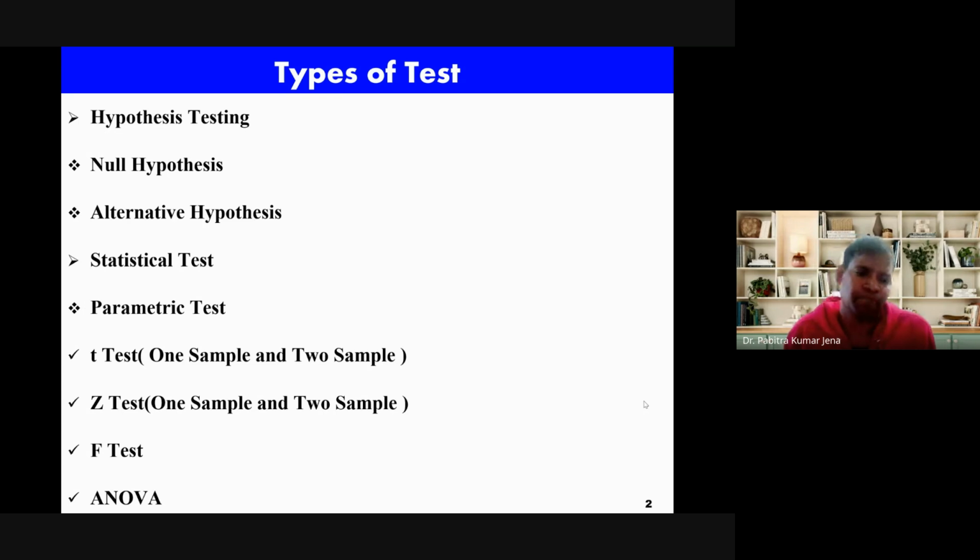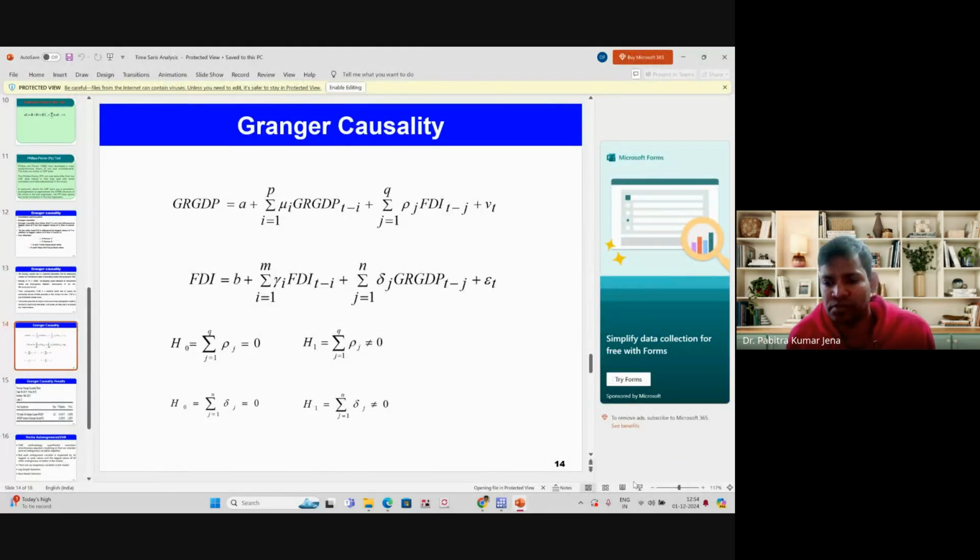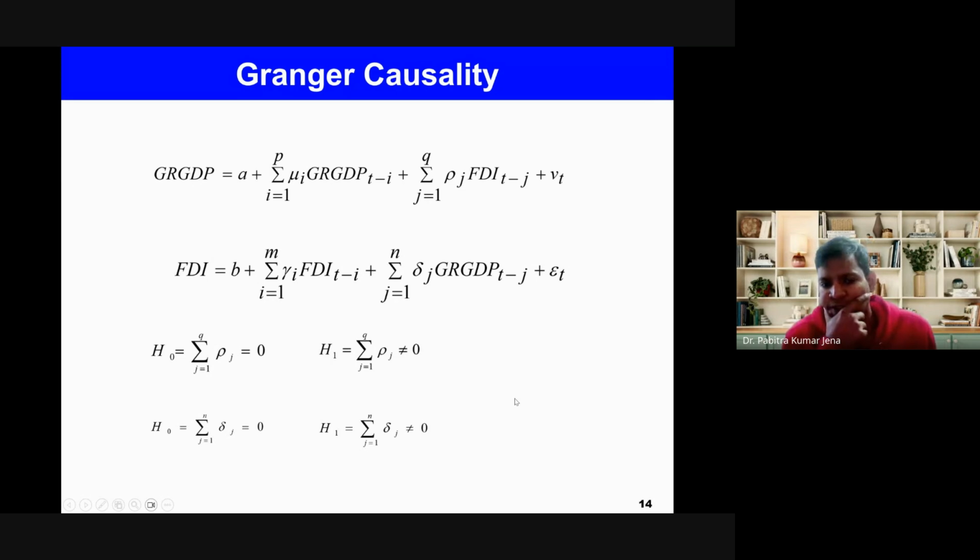Is it clear? That is why, when I was teaching Granger causality, I wanted you to know these technical things. Anyway, maximum students also know it. So H0 is the null hypothesis and H1 is the alternate hypothesis. If you reject the null hypothesis, it means the alternative hypothesis is true, that is H1 is true, that means rho has some values. In the second case also, if you reject the null for delta and expect H1, that means delta has some coefficient. That means growth rate is actually impacting the FDI.